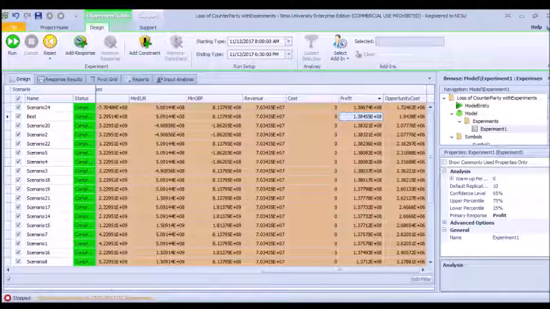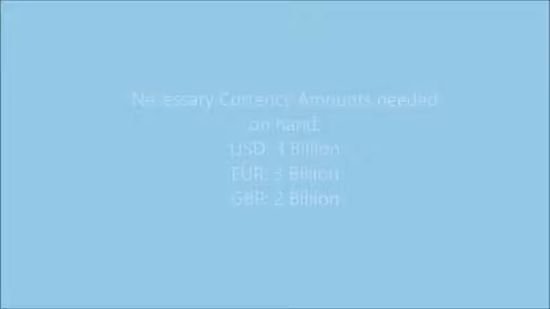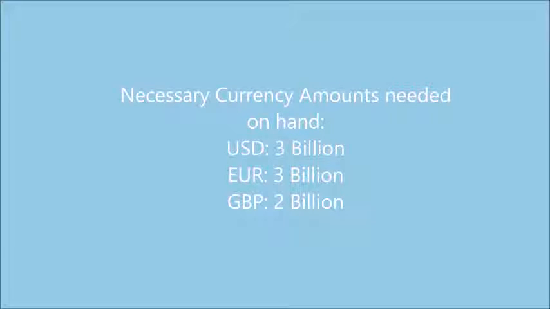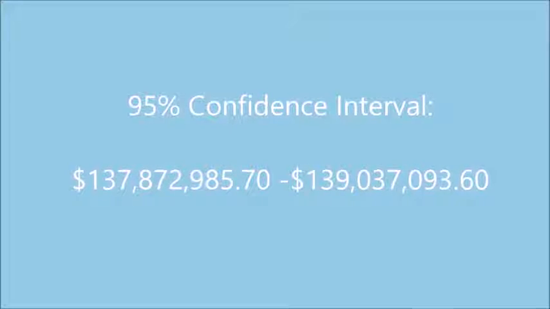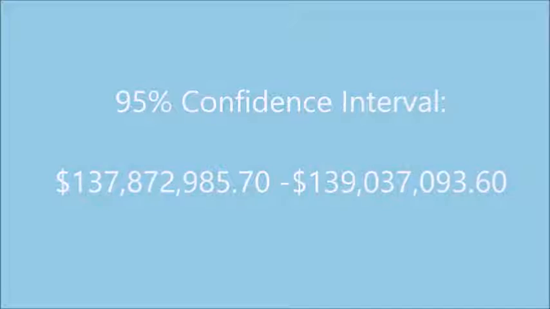In the loss of counterparty scenario, we disabled the ability to swap with our partner Globo Bank. When running an experiment with different scenarios, we found a best scenario. When comparing our best scenario to the business as usual values, we found that our best scenario values for initial US dollars, initial euros, and initial pounds were all less than the business as usual values. We recommend Safe Bank have 3 billion US dollars, 3 billion euros, and 2 billion pounds on hand. Using the 95% confidence interval with these on-hand values, we have ensured that we will maximize our profit.